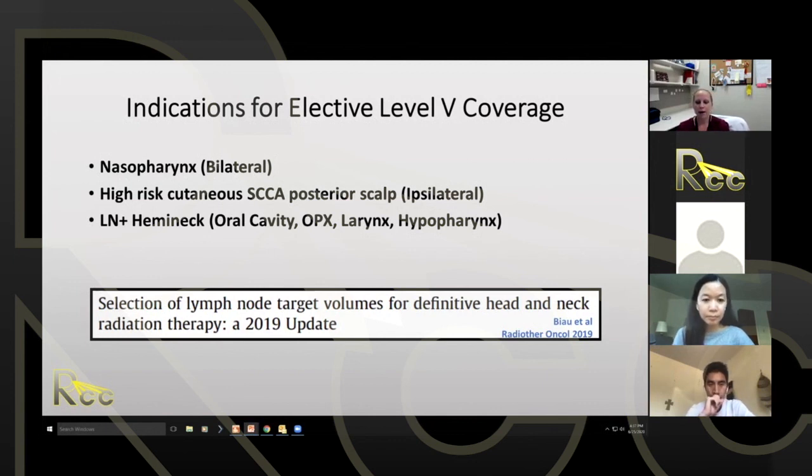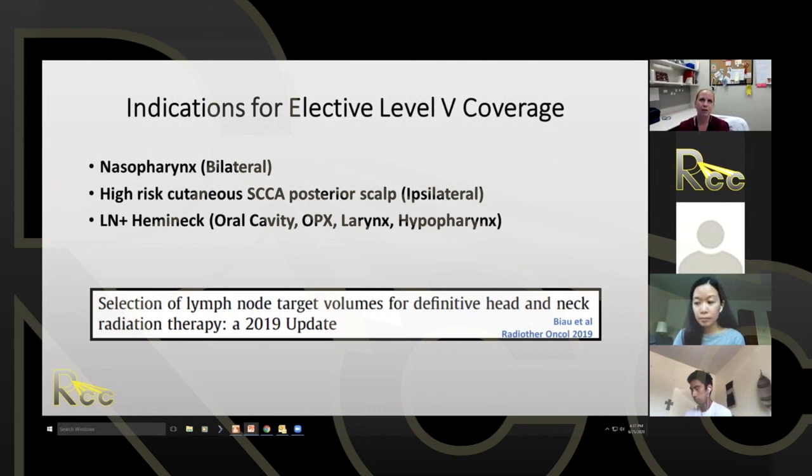I think when you have positive lymphadenopathy in level 5, it becomes very obvious that you need to contour level 5 and include that in your target. But if we're covering level 5 electively, meaning we don't necessarily have gross nodes on diagnostic imaging, or if we're treating postoperatively, there were no nodes on path, you just want to electively cover it. Traditionally, the indications would be for a nasopharynx primary. So we cover level 5 bilaterally for the nasopharynx.